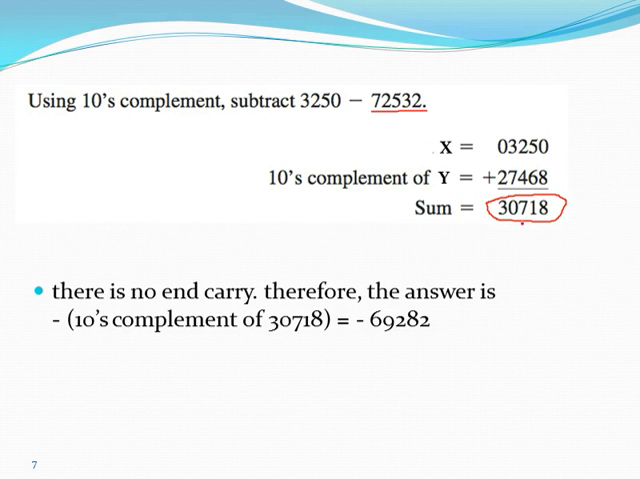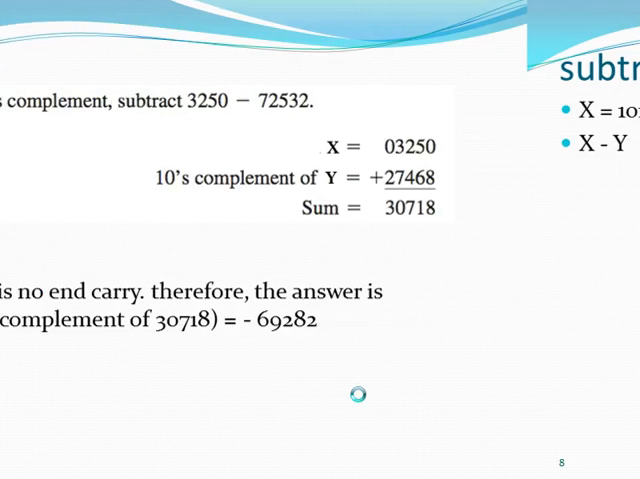So the meaning of this value is a tens complement of the difference. So we calculate the tens complement of the result again, and that is 69282. But remember, we are doing a negative result, so we put a negative sign in front of that. That's the result of the subtraction.